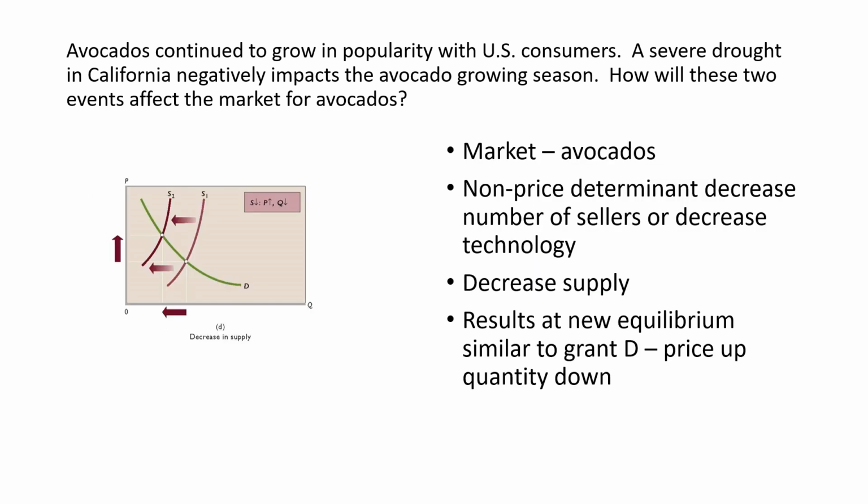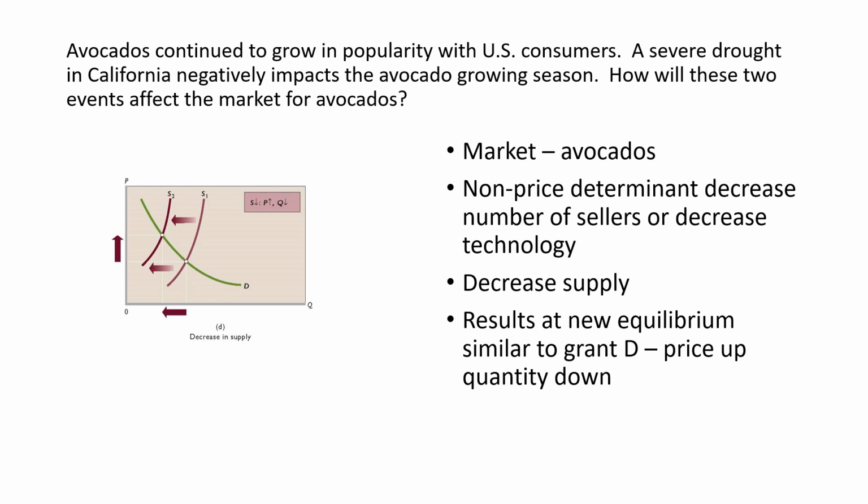At the same time, severe drought in California negatively impacts avocado growing season. So again, the market's avocados, the non-price determinant, decreased number of sellers, or you may have come up with decrease or disruption in technology. Either one of those non-price determinants will work. That causes a leftward shift of the supply curve. Leftward shift of supply causes what? Price increase, quantity decrease. Again, if this were the only event that happened, the new equilibrium would be higher equilibrium price, decrease in equilibrium quantity.